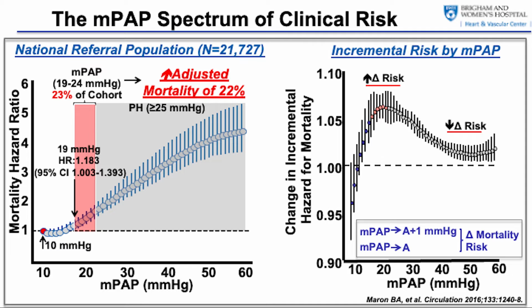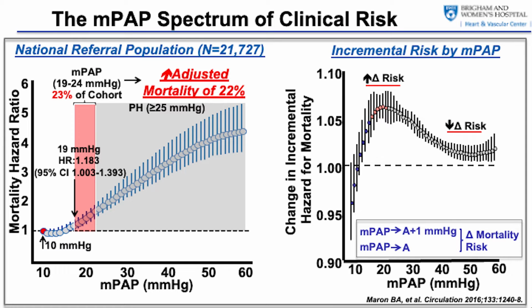Perhaps more importantly than that specific number was the fact that almost a quarter of the patients in this referral population had a mean PA pressure between 19 and 24, and that this in and of itself was associated independently with a substantial increase in the adjusted mortality of approximately 22%. So this was not a small group of vulnerable patients, this was a large cohort, and furthermore, the effects that we were observing were not borderline, they were substantial, and these are hard endpoints in the context of mortality and hospitalization, which had a less impressive effect, but was certainly directionally similar.